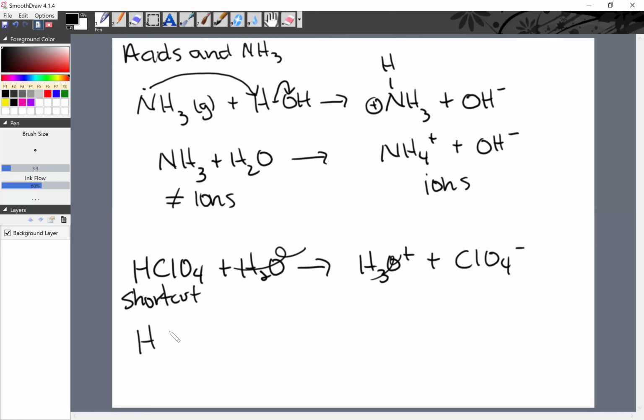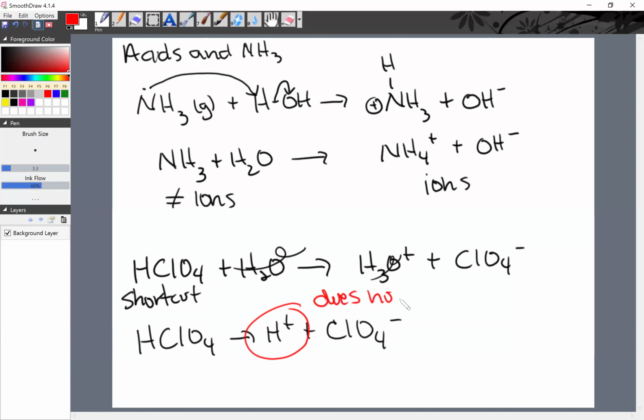So this is okay for the ionization equation. H+ does not exist. It is a shortcut for H3O+, but it is understood that if you don't want to keep writing water over and over, it just shortens things. It speeds things up. So you're more than welcome to do that.